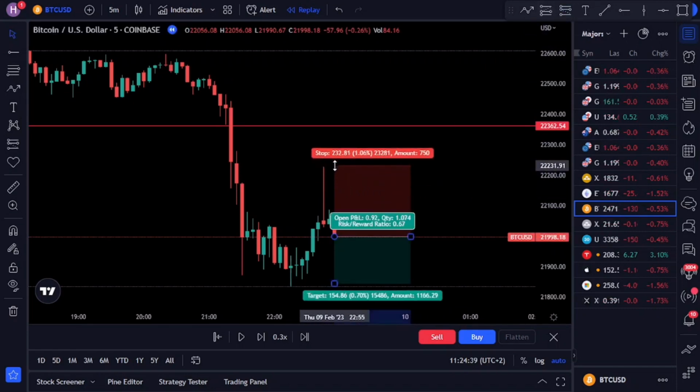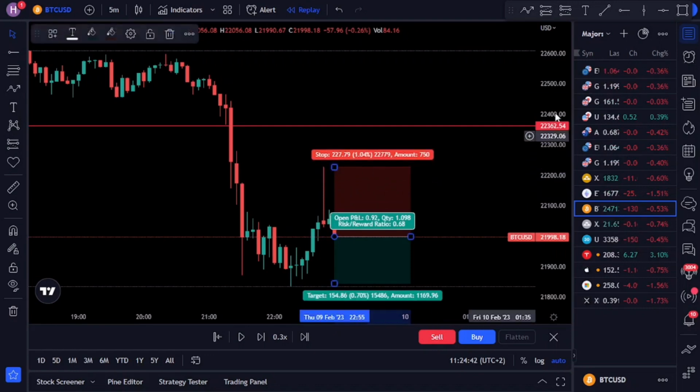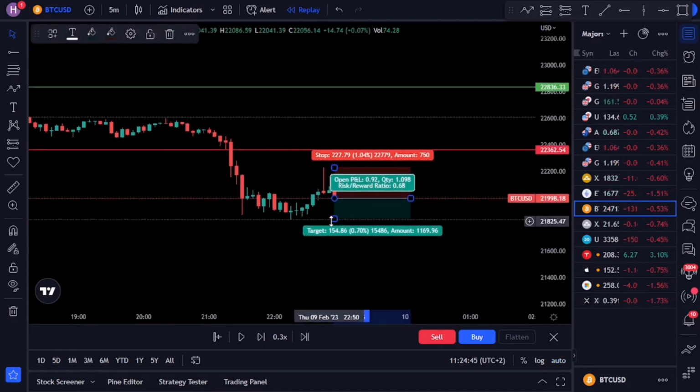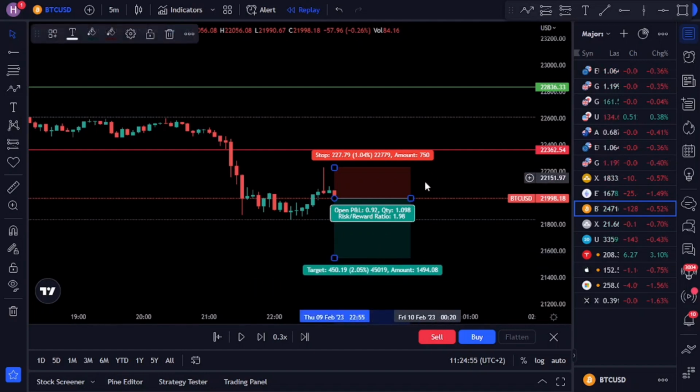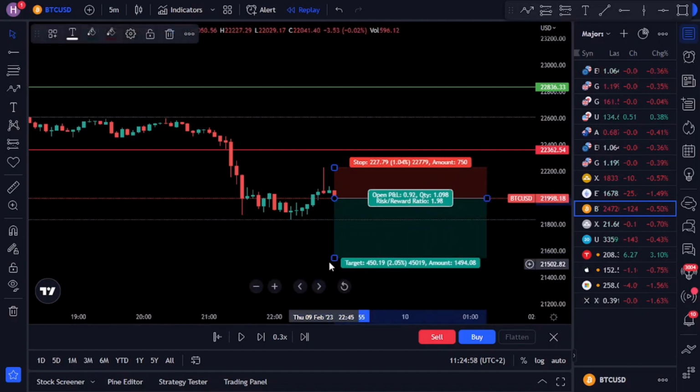After these confluences are in place, simply place your sell or short trade with your stop loss above the wick and aim for a 1 to 2 risk to reward, or simply drag your reward onto the level where you have a 1 to 2 risk to reward. By following these rules, you would be able to have a high quality probability entry in the market.